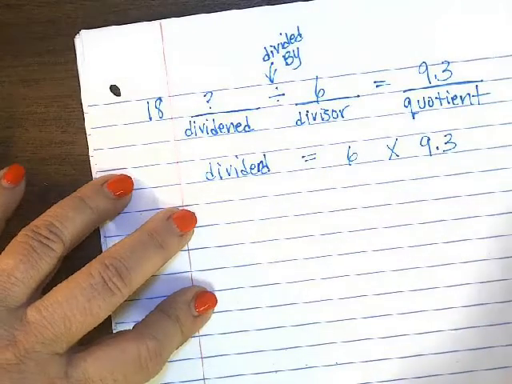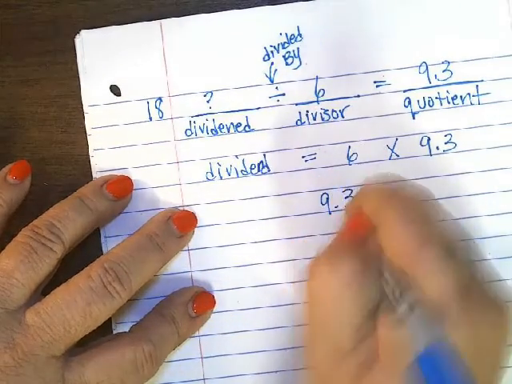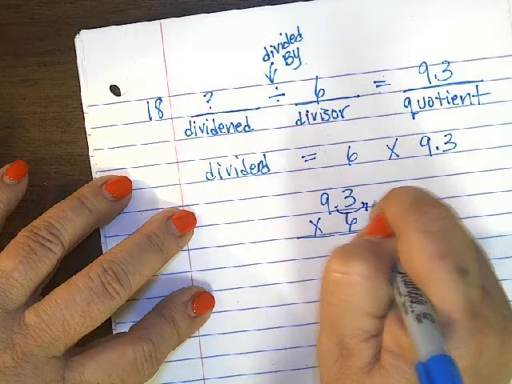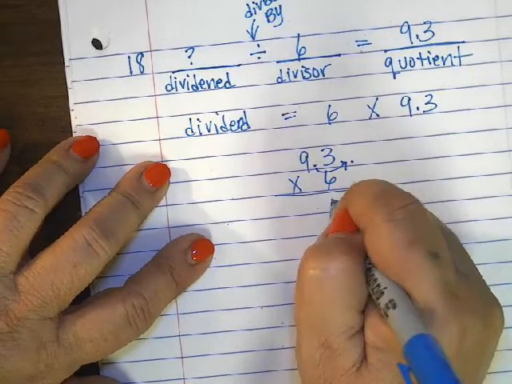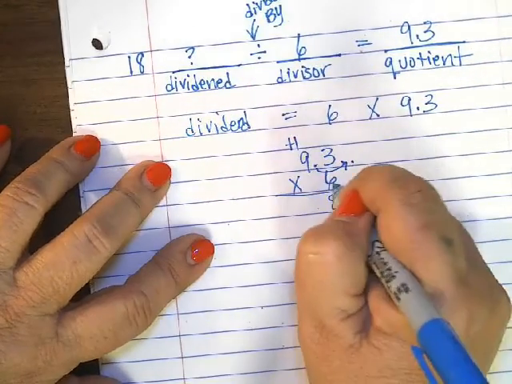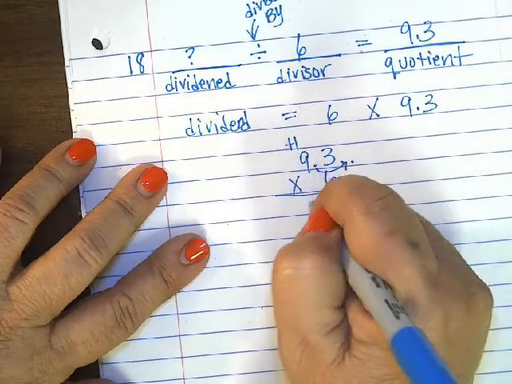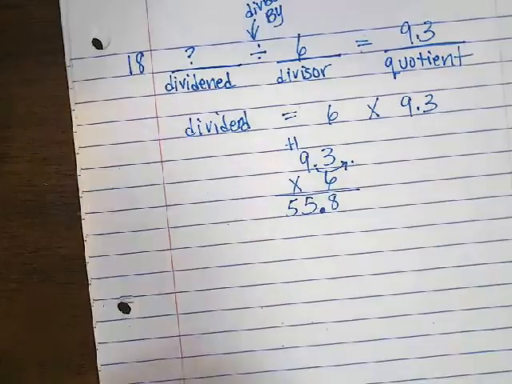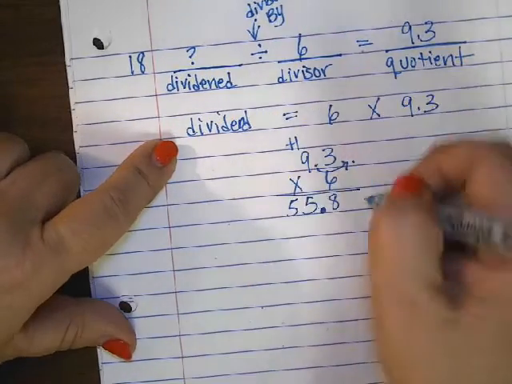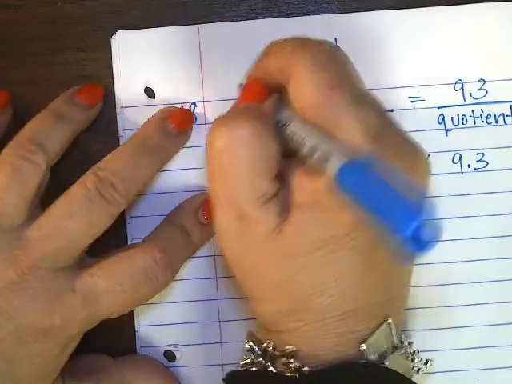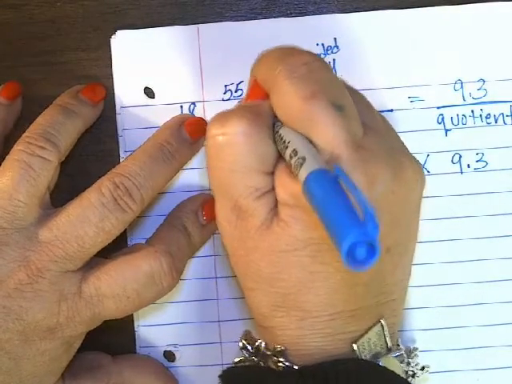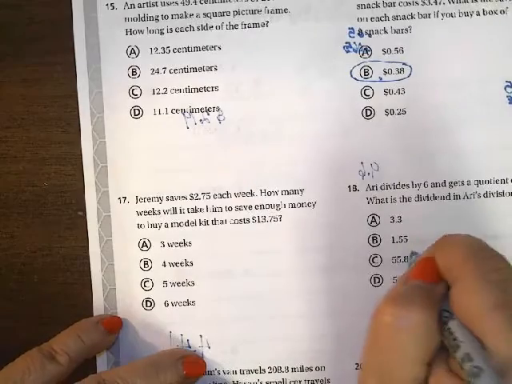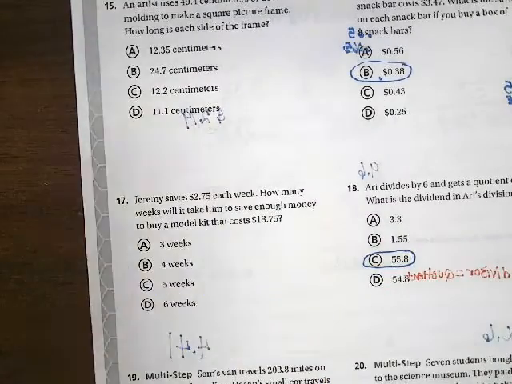All right, so now let's multiply it out. 9 3/10 times 6. Move my decimal out. 6 times 3 equals 18. Regroup my 1. 6 times 9 equals 54 plus 1 equals 55. And move it back in one place. So my dividend then is 55 8/10. Then I'm going to mark it over here, 55 8/10. The answer is C.